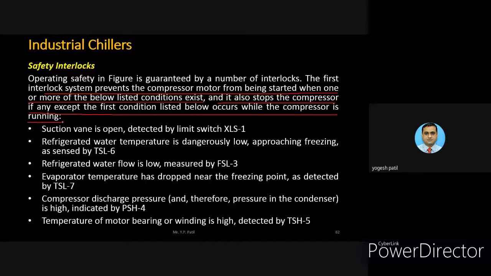So these are the interlock 1 conditions, and interlock 1 is based on 1, 2, 3, 4, 5, 6, that is 6 or more. Some other conditions are also there. If the lubricating oil pressure is low, then also the motor is off, but that is not shown in the diagram.